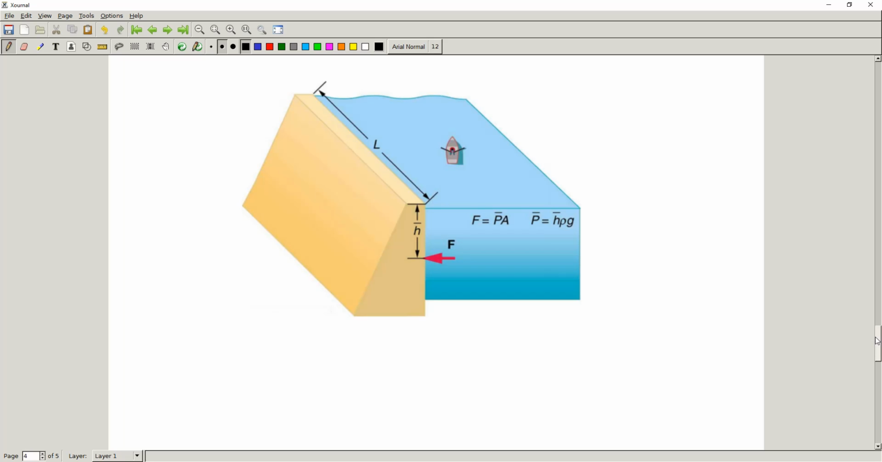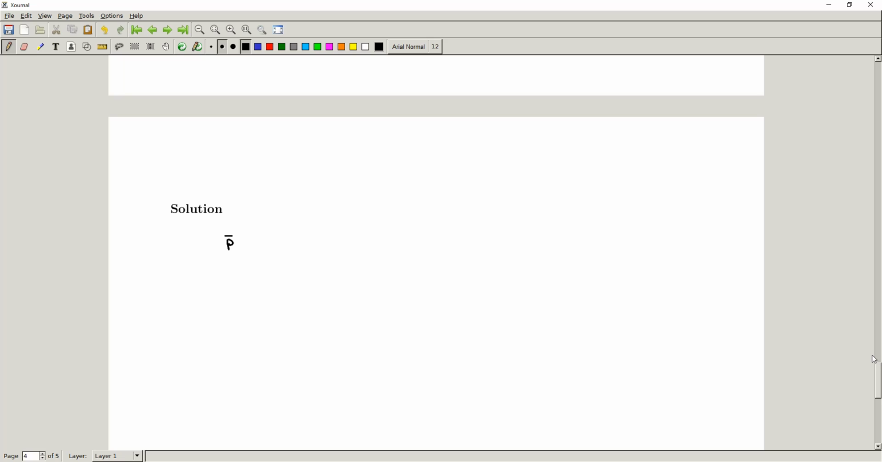We're looking for the average pressure, right? And so what does it mean to find the average pressure here? Well, that means to find the average pressure at the average depth that we're going to be at, times the density of water times our gravitational acceleration.